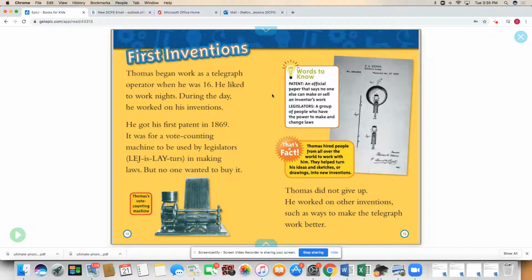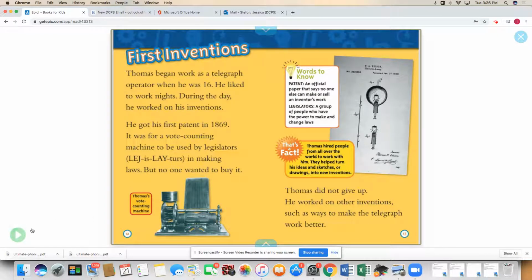So I just wanted to pause because right here in the caption, the author is giving us some information. The author is telling us some words we need to know. We see a patent is an official paper that says no one else can make or sell an inventor's work. So when you come up with something of your own, you get a patent, so nobody else can take that idea or get money from that idea, except for you. And then we see legislators are a group of people who have the power to make and change laws. Okay? And they're just showing you how to break apart the word to help you better understand how to read it.